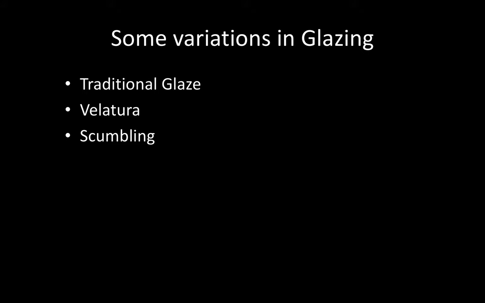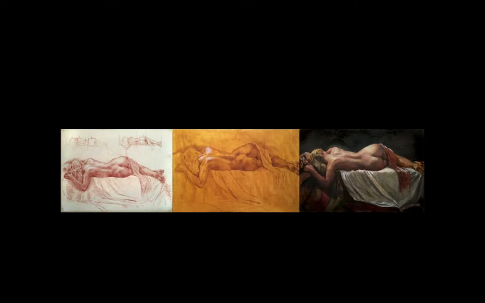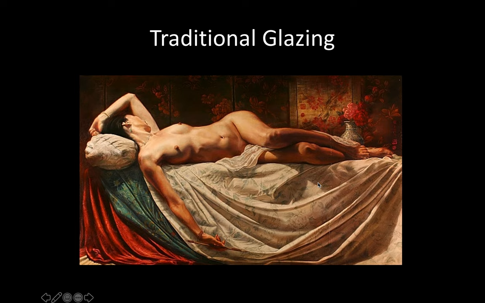Some variations within glazing. There's way more than this, okay? But what we're going to talk a little bit about in this is traditional glazing, velatura glazing, and then scumbling. A traditional glaze is basically the idea of just transparent pigment. It's diluted with a medium of some sort. The color traditionally becomes warmer when you do that.